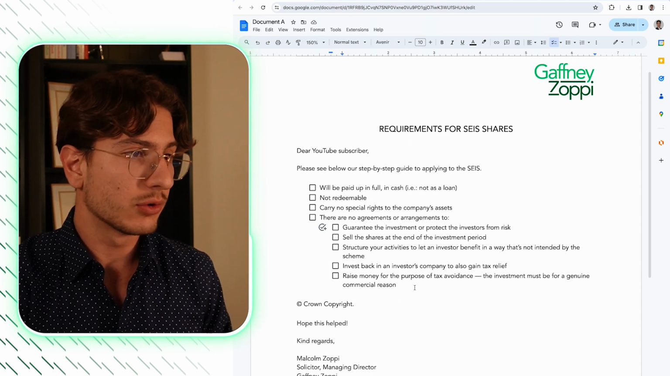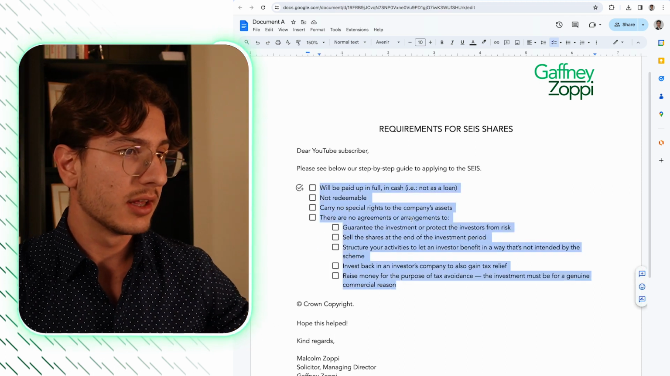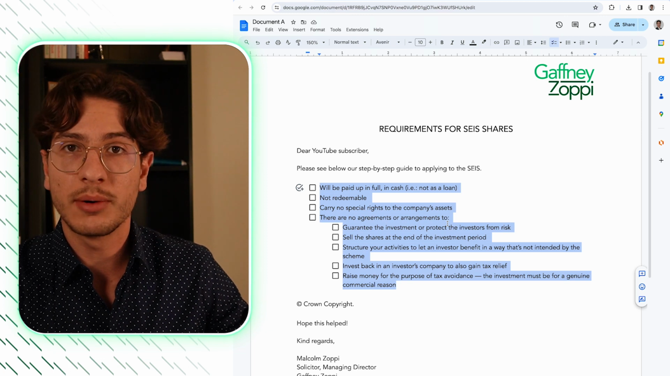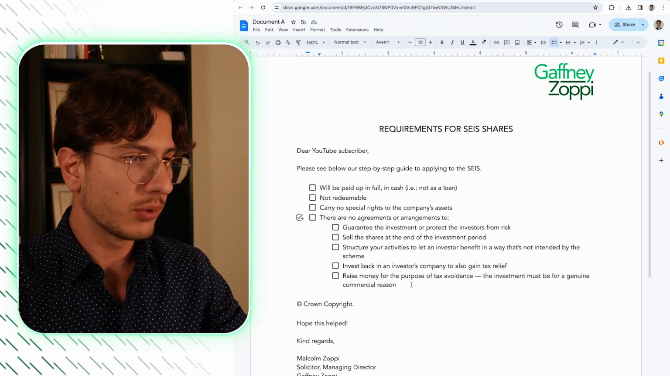Also, make sure to stay until the end of the video to find out what the Companies Act 2006 requires from you as the issuing company to comply with the law. Amazing, let's get started. So right here, you should be able to see the checklist for the requirements of the shares, and we will now quickly go through them.